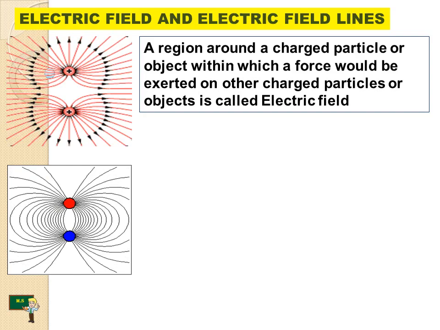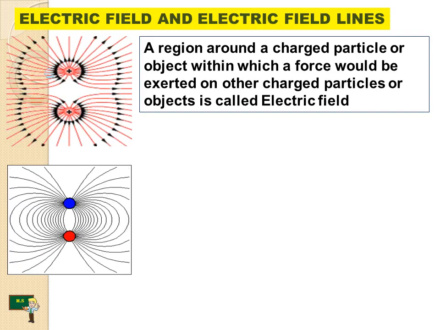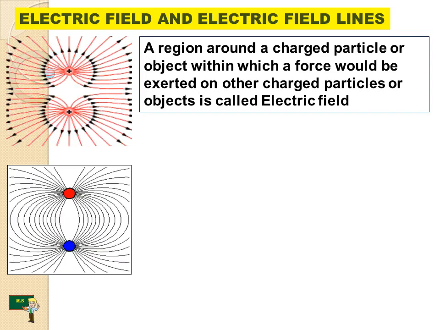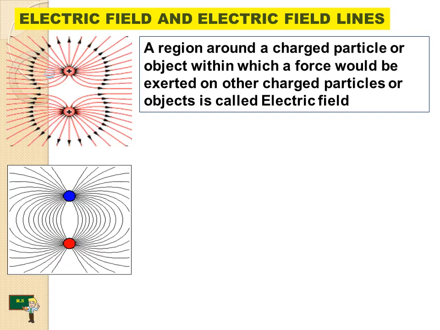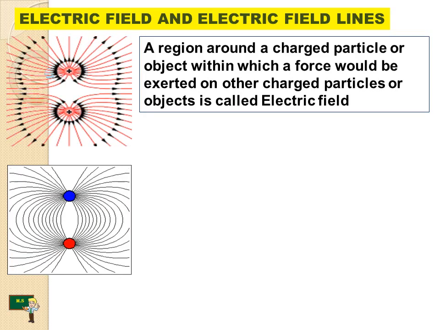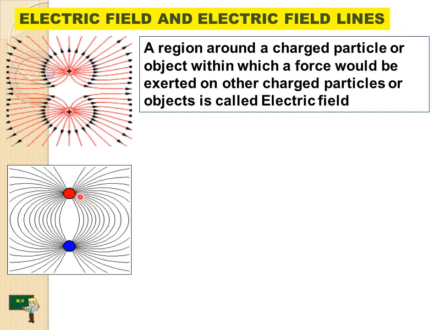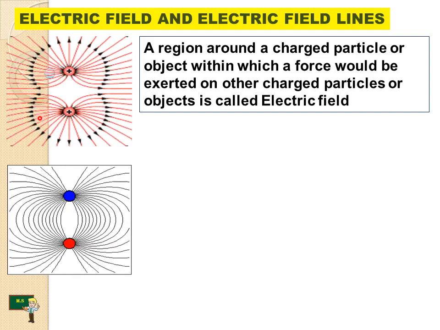It experiences either the attractive or repulsive force. This is called action at a distance. A region around a charged particle or object within which a force will be exerted on other charged particles or objects is called the electric field. So the region is this, the region between the two charges.